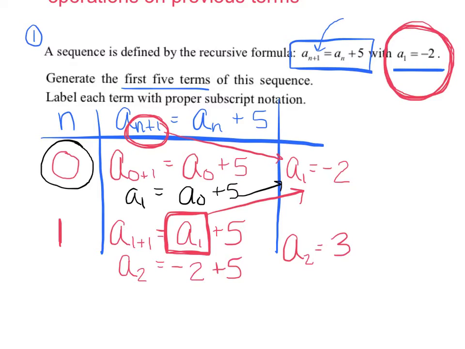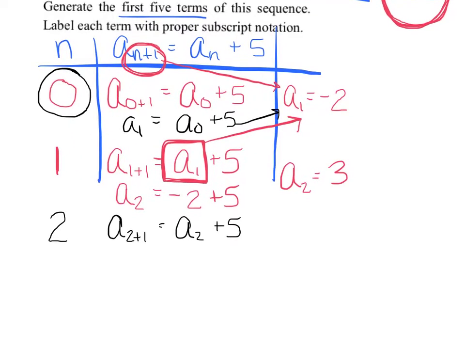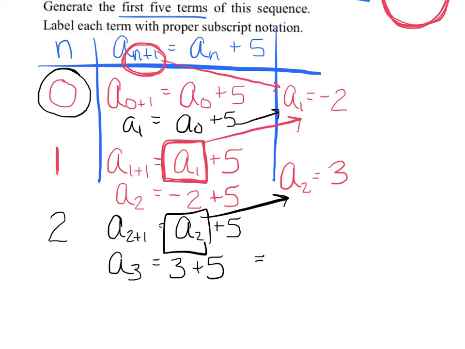Okay, then I'll plug my next n in. That was 0, that was 1, the next n is 2. So I'm going to replace every n with the number 2. A sub 2 plus 1 equals a sub 2 plus 5. Okay, then underneath I do the math. That's really a sub 3 equals a sub 2, the previous term, 3 plus 5, which is 8. So a sub 3 equals 8.